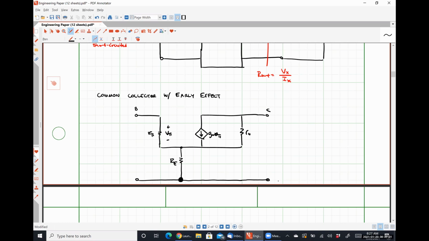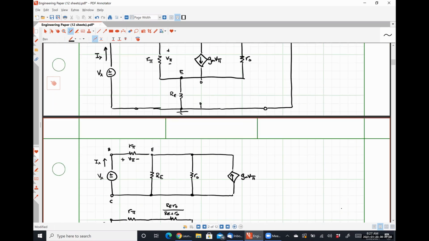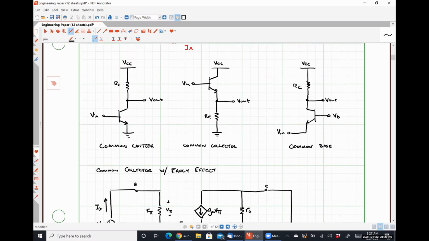All right, so my collector, if we look back up here, my collector is still connected to VCC even when I'm looking at it from the output. So that means my collector should be shorted to ground, and my base, which is my input terminal, also needs to be shorted to ground.